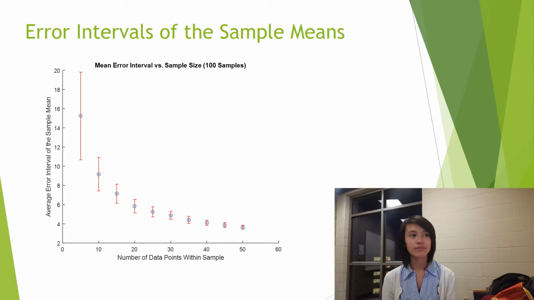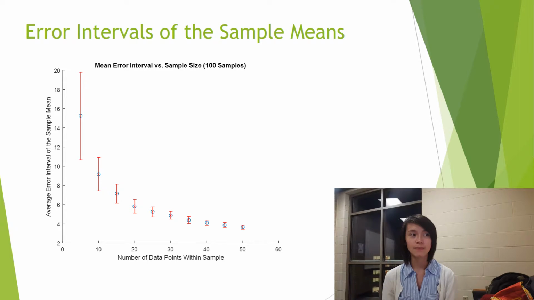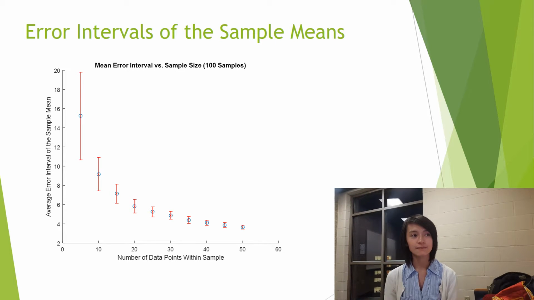Seen here is a graph of our mean error intervals versus the sample sizes. For each sample size, we took 100 samples. We then found the average of the error interval sizes. These are seen in the blue dots. Plotted over the blue dots, we have red error bars. These error bars represent the standard deviation of the error interval sizes of the 100 samples.